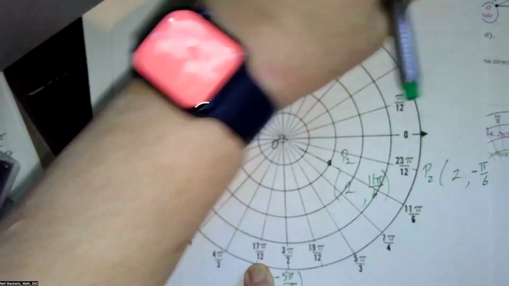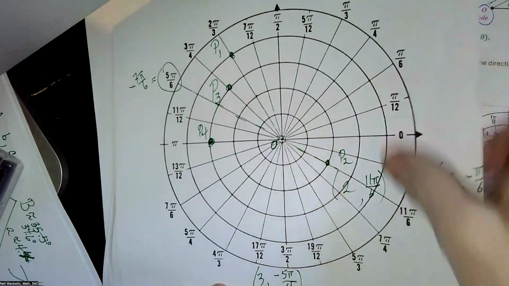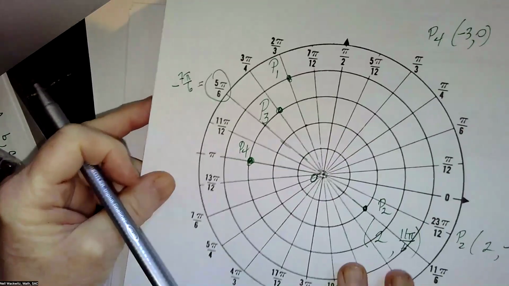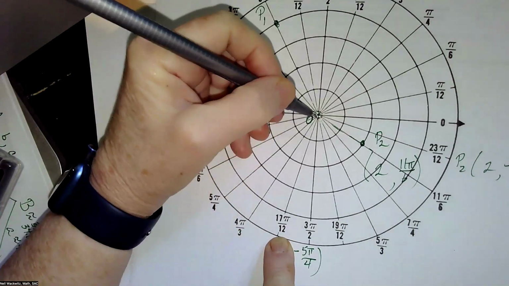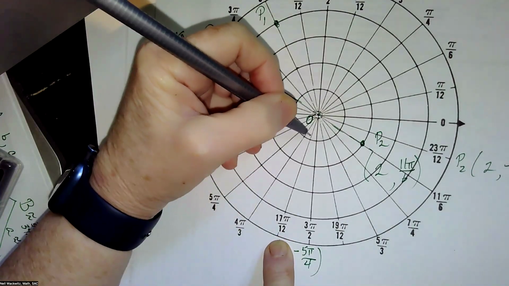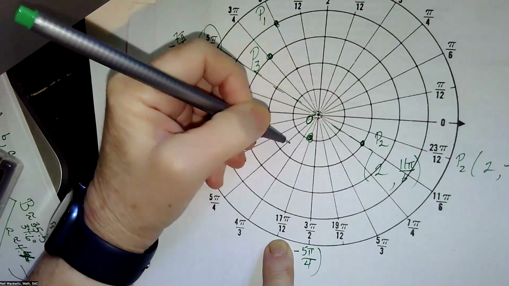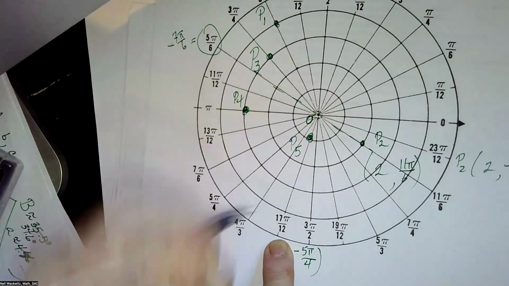So even weird angles can be pretty easily graphed. And we're going to go 1 unit in the direction of 17 pi over 12. We always start at the pole. So there is P5.